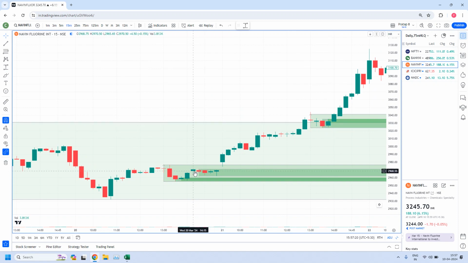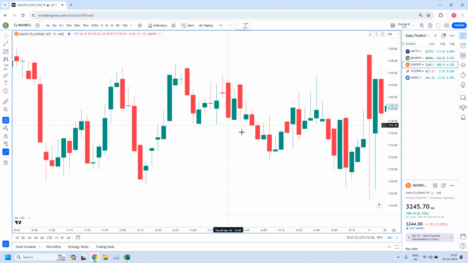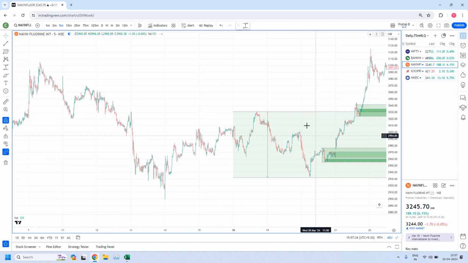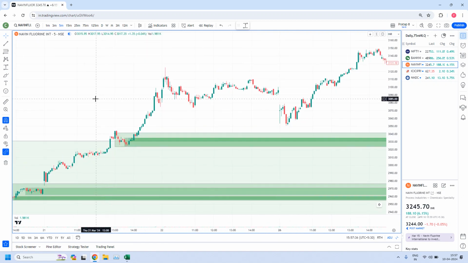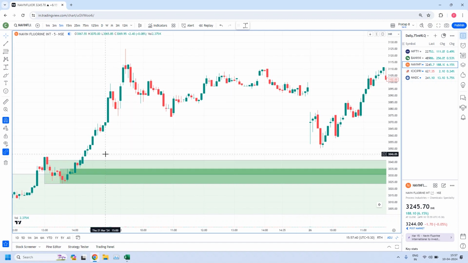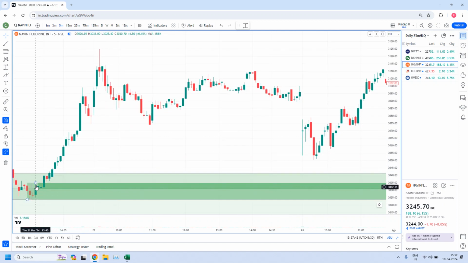Now total we have 3 fine tuned 15 minute zones, and again we need to fine tune these 15 minute zones with 5 minute zones. So I am changing the time frame to 5 minutes. Now let us look into those 15 minute zones. This is the first 15 minute zone. Inside we have a rally candle, 2 base candles and a rally candle. Rally, base, rally.